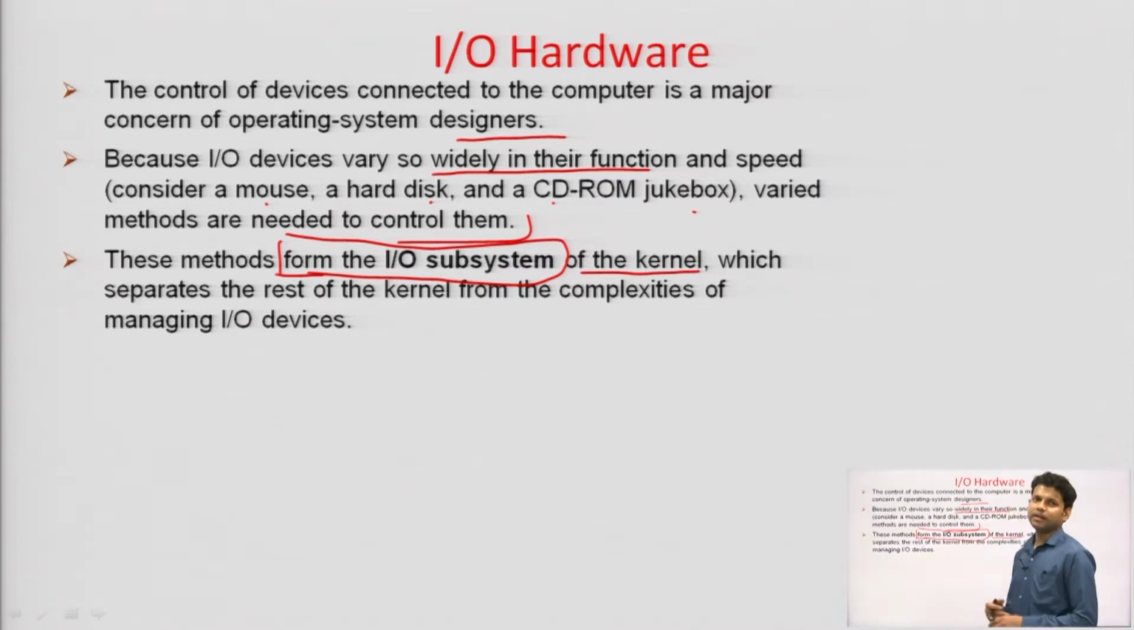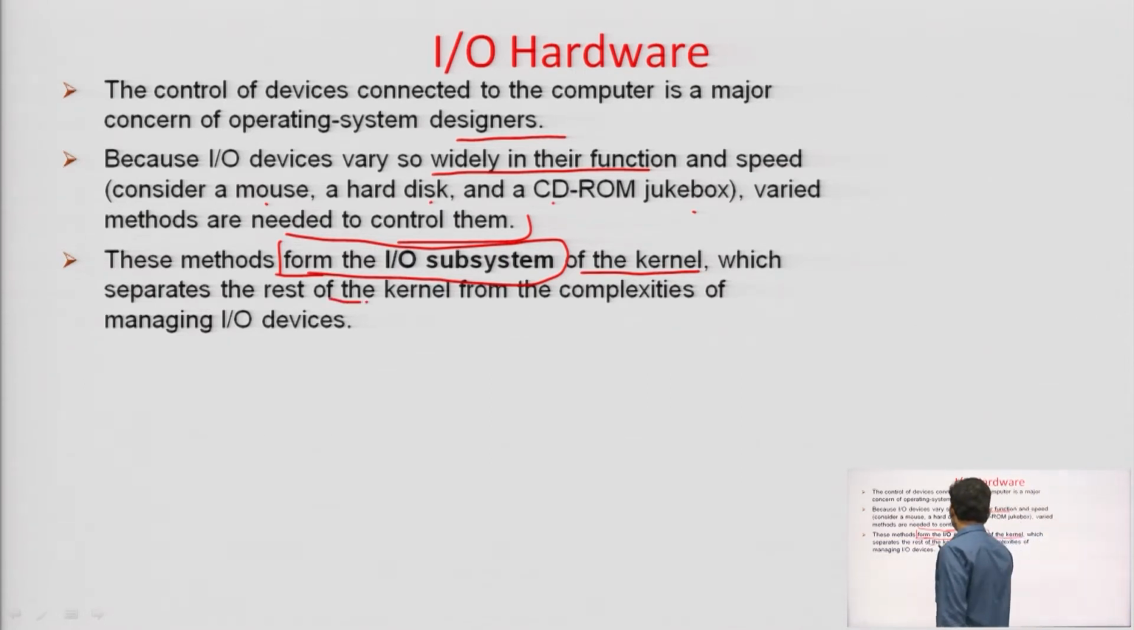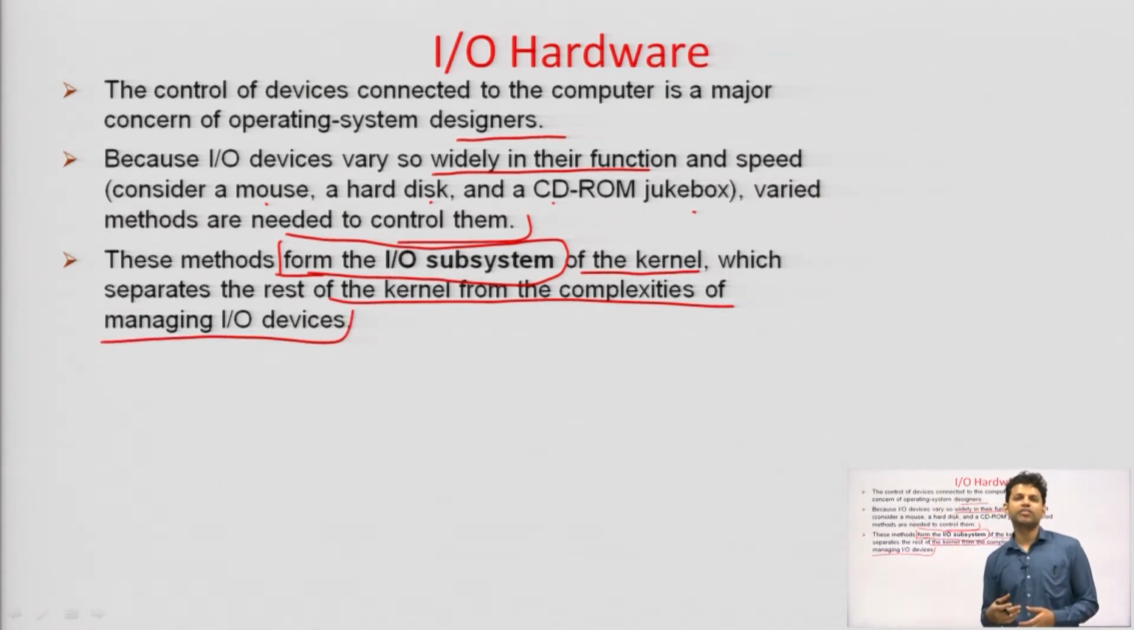You have already seen the kernel in lecture number 5, which separates the rest of the kernel from the complexities of managing input output devices. You know that the kernel is the central part of the operating system, responsible for providing the user an interface to work on. It provides the platform for a programmer to execute their programs. So the kernel is very important, and using the whole kernel to manage input output devices would be difficult. So we are separating the work of the kernel and IO management.